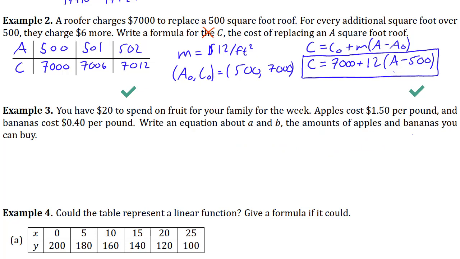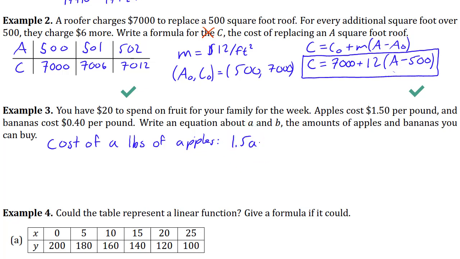Okay, so if A is the number of pounds of apples. So if you buy A pounds, wait, did I say bananas? I meant apples. The cost of A pounds of apples is going to be, well, if A equals 1, the cost would be $1.50. If A equals 2 pounds, it would be 2 times $1.50, or $3. So in general, the cost of A pounds of apples is going to be 1.5 times A.